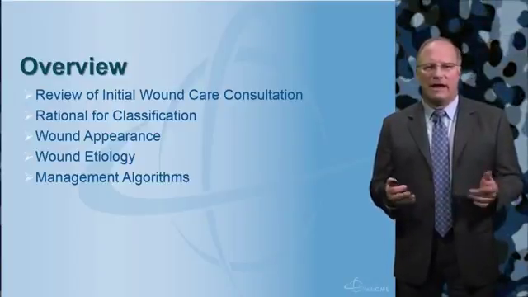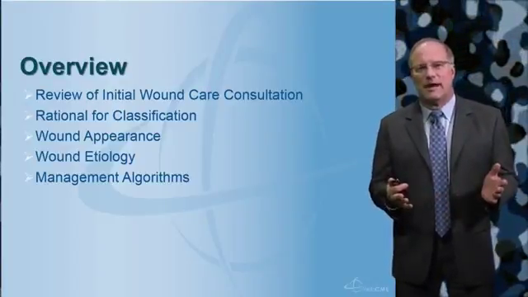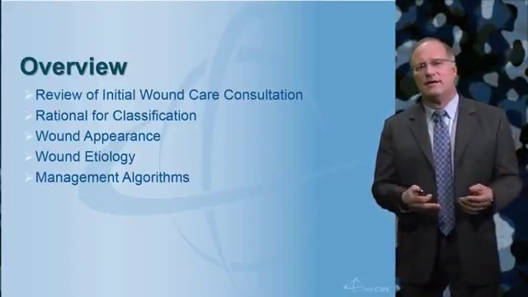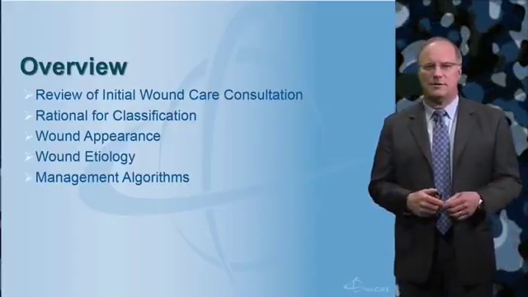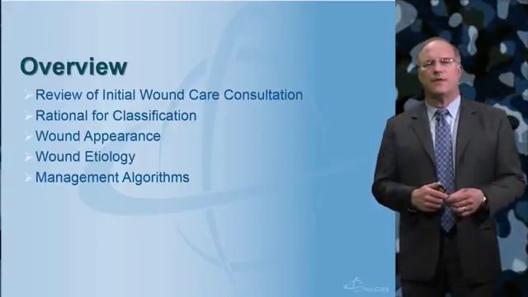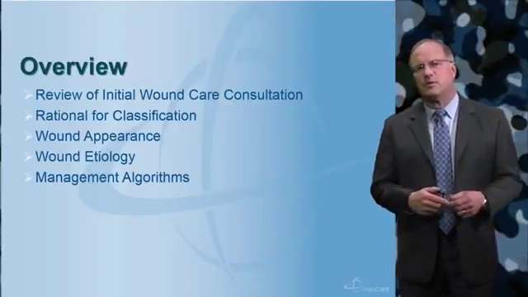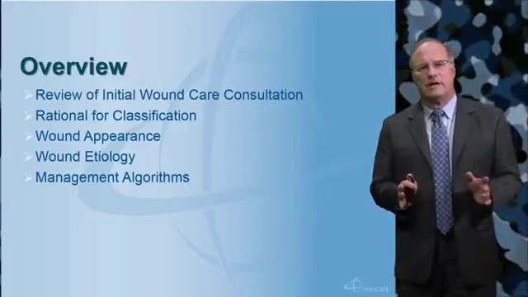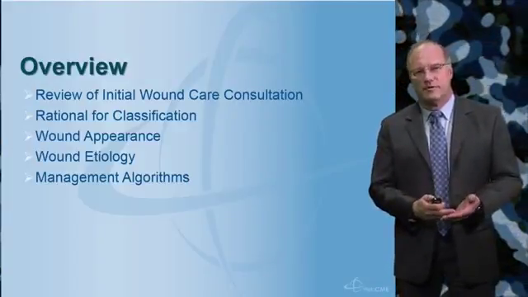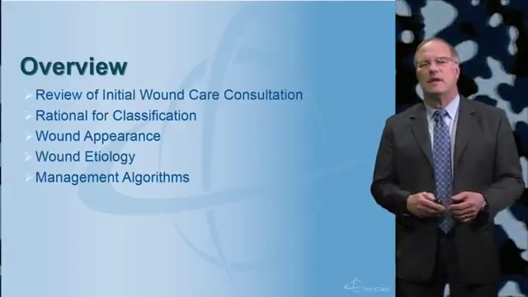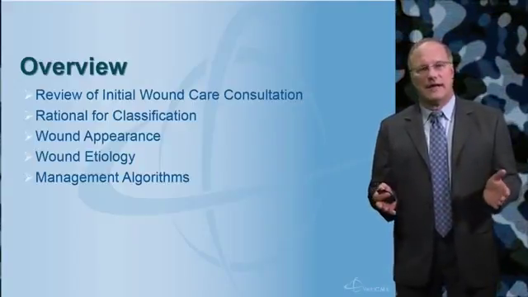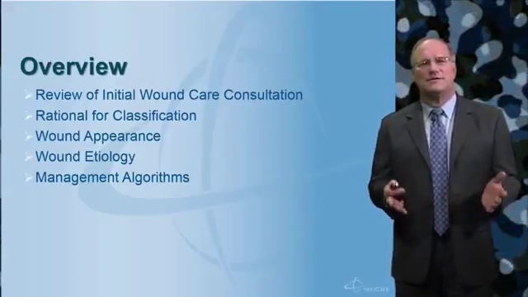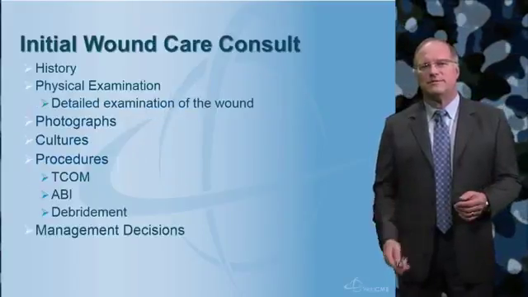Then I'm going to talk about the rationale for classification, and quite simply, the rationale is taking all that information that you obtain and putting it into a framework that can be utilized for the clinical management of these patients with chronic or acute wounds. The classification system that I'm going to suggest to you is based on both the appearance as well as the etiology, and there are very definite reasons that we're classifying wounds in terms of the appearance as well as the etiology. Then we're going to show you how this classification system lends itself very readily to management algorithms for the excellent clinical management of these patients.